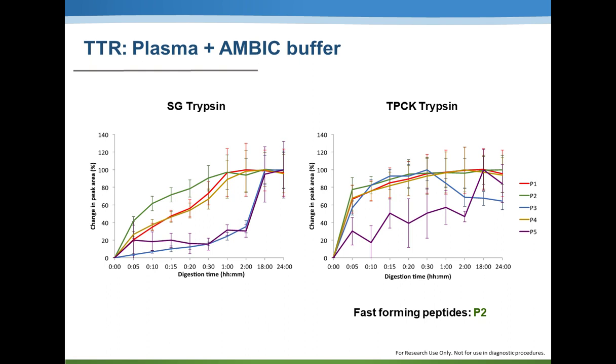Using plasma TTR as another example, TPCK trypsin demonstrated a faster release of all 5 peptides compared to the sequencing grade, with a comparable maximum signal intensity if you change the y-axis to the peak area instead of percent peak area change.